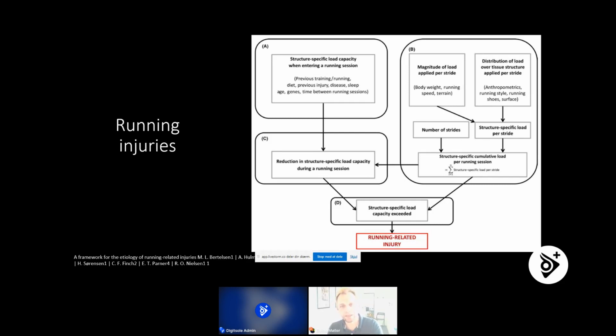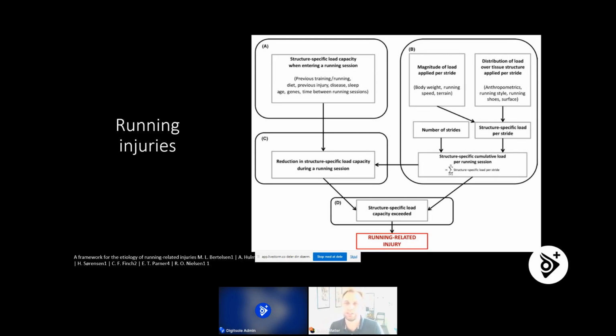And that can bring us, if it's in a poor condition, a reduction in our structure specific load capacity during the running session. So depending on what we have and how we train and what we do, we can be in a good structure specific load capacity or in a reduced structure specific load capacity. So that is how we are. And the other part, in section B, is how do we apply load in the running session?